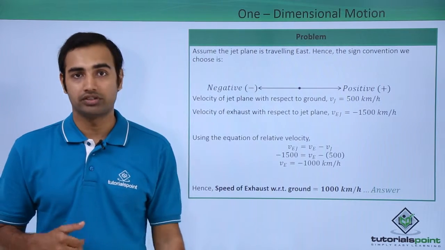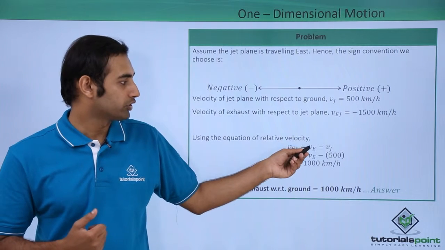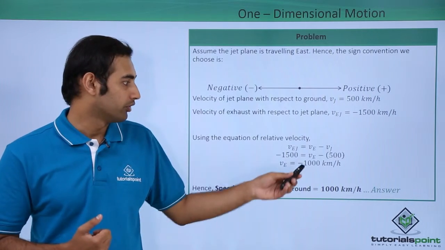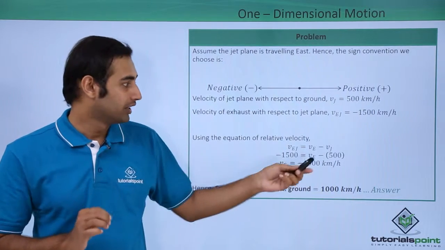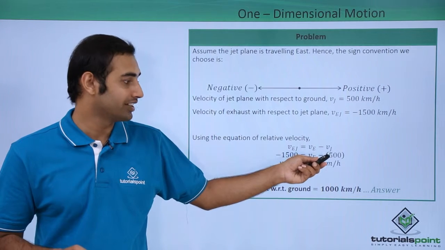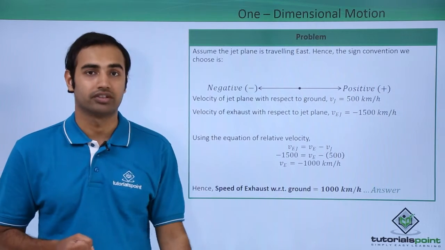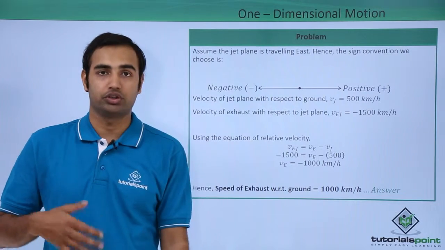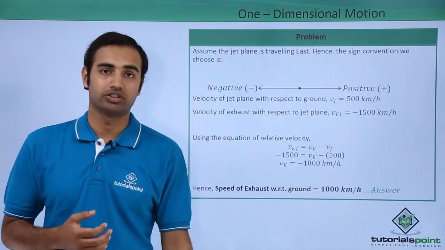Now if I use the equation of relative velocity, I can say velocity of exhaust with respect to jet is simply velocity of exhaust with respect to ground minus velocity of jet with respect to ground. Now velocity of exhaust with respect to ground is what is asked of me. I put all the values with proper sign. Remember over here this negative sign is already in the formula, and I have put the value of velocity of jet as plus 500, and the velocity of exhaust with respect to jet is minus 1500, correct? So velocity of exhaust with respect to ground comes out to be minus 1000 kilometers per hour. The speed of exhaust which is asked in the question comes out to be 1000 kilometers per hour.